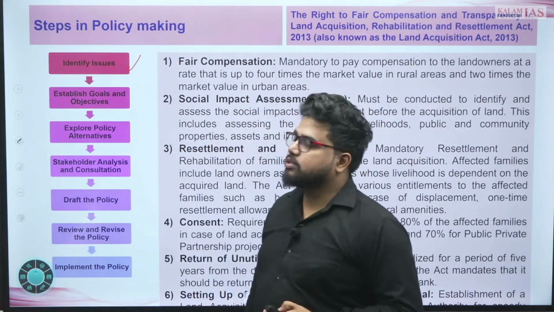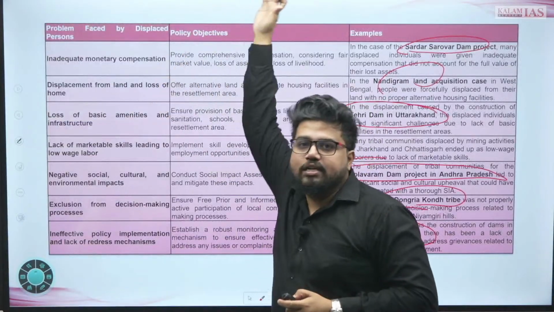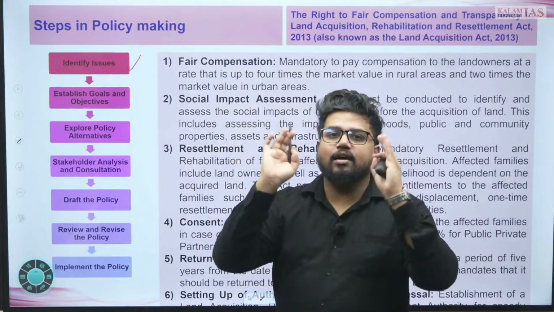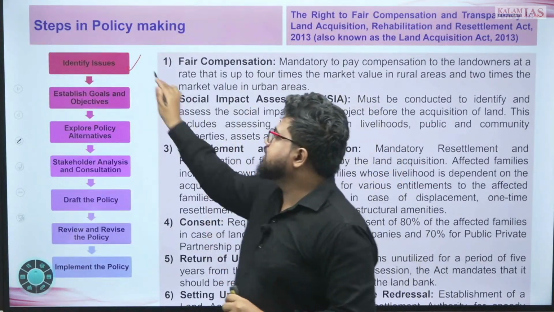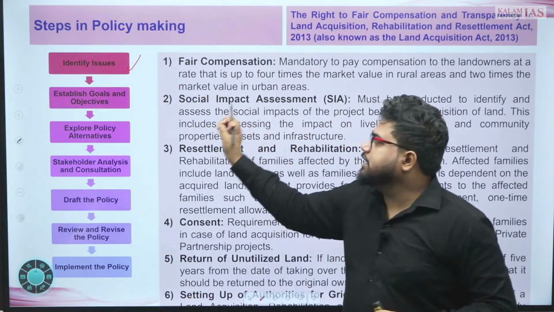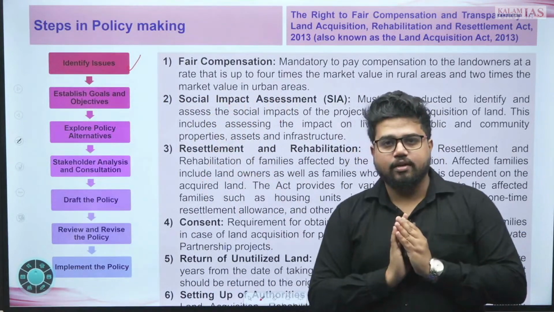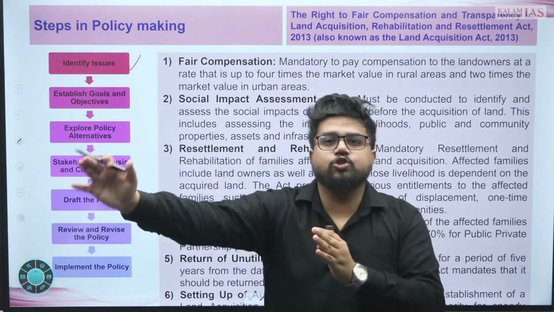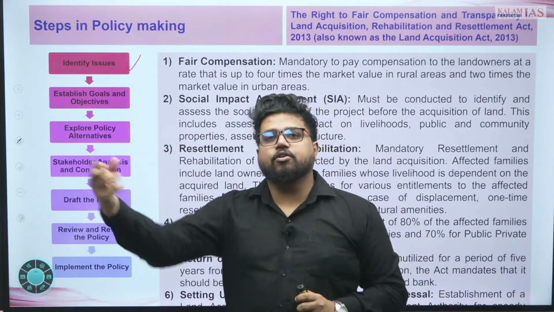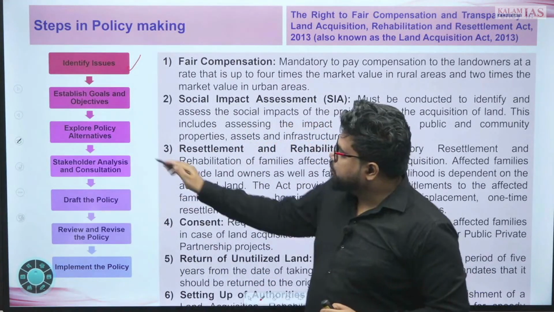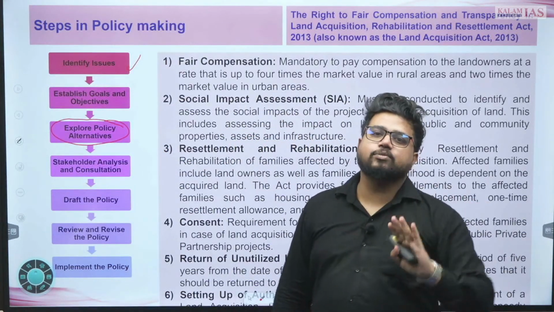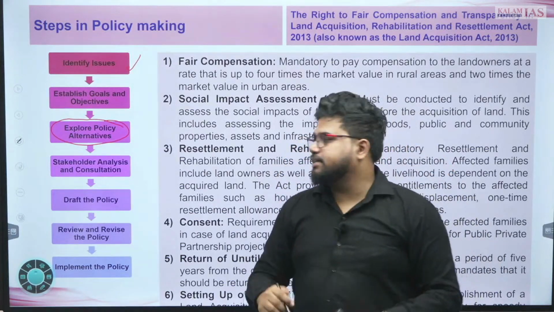Identifying issues: this we have done here. Whatever issues you have listed out here, your policy should address these issues. That is the first part. Then establish goals and objectives. There should be clear goals stated, the goals to be achieved out of this policy. Explore policy alternatives. Like we are speaking about a displacement dam, is there a feasible alternative?